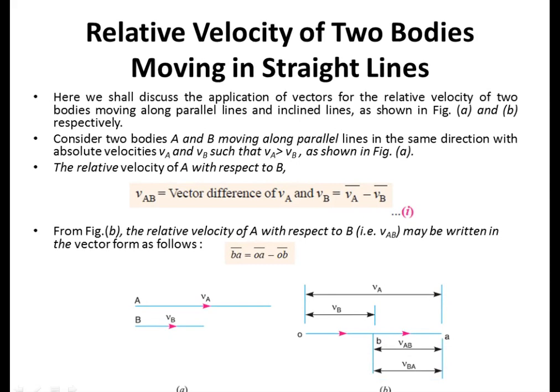Consider two bodies A and B moving along parallel lines in the same direction with the absolute velocities VA and VB. You can see that in figure A. So two bodies are there, and A is having one line VA given there and B is having VB, that is the velocity VB. What you can observe is that the length of A is greater than B, right? That is nothing but velocity VA is shown having a greater value than velocity of B. So in this, VA is greater than VB.